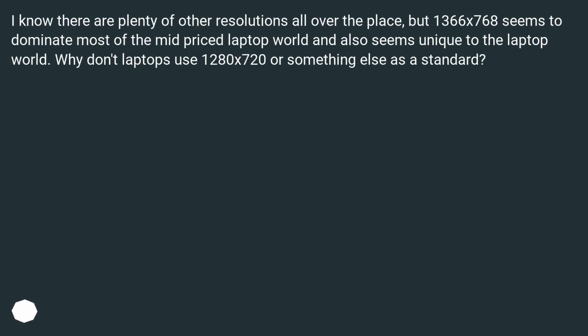I know there are plenty of other resolutions all over the place, but 1366 by 768 seems to dominate most of the mid-priced laptop world, and also seems unique to the laptop world. Why don't laptops use 1280 by 720 or something else as a standard?